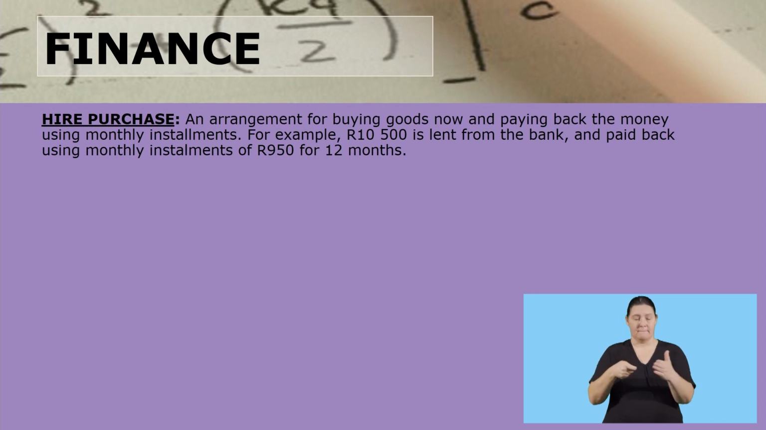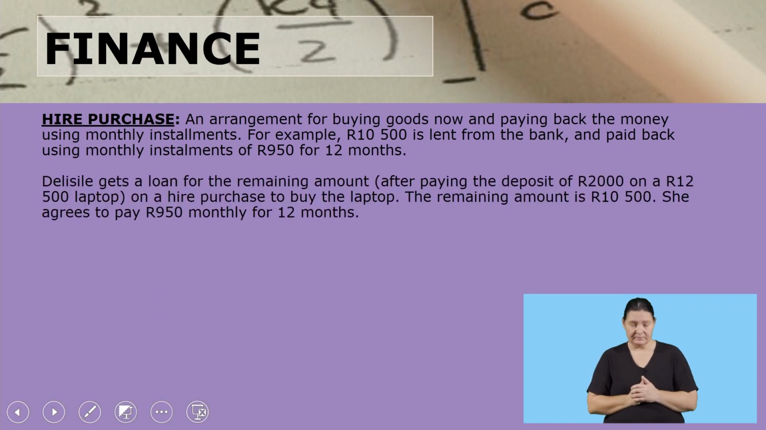So hire purchase is an arrangement for buying goods now and paying back the money later using monthly installments. For example, if you borrow 10,500 rand, so 10,500 rand is lent from the bank or the shop and paid back using monthly installments of 950 rands for 12 months. Let's see what Delisile does with this hire purchase.